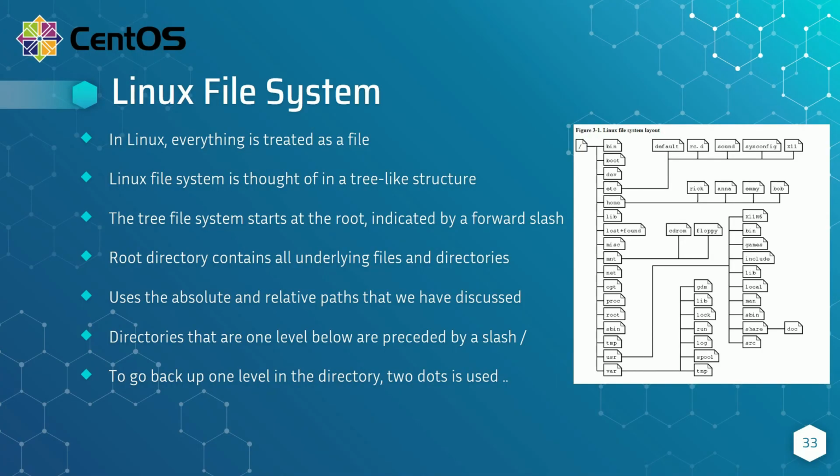So here's an overview of the Linux file system. In Linux, everything is treated as a file. The file system can be thought of as a tree-like structure. You can see here we have a diagram of what this may look like. It starts at the root, indicated by the /. This is what is known as the root directory.